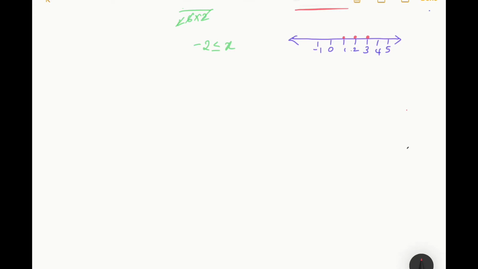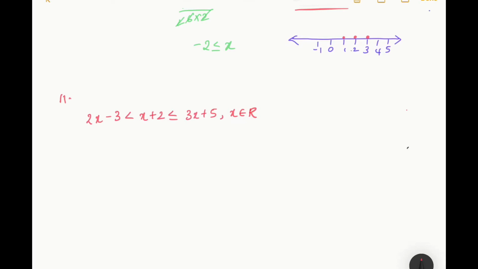So let me do the 11th question. Question number 11. Solve the following inequation. Graph the solution set on the number line. The question is given as 2x minus 3 less than x plus 2 less than or equal to 3x plus 5, where x belongs to R.